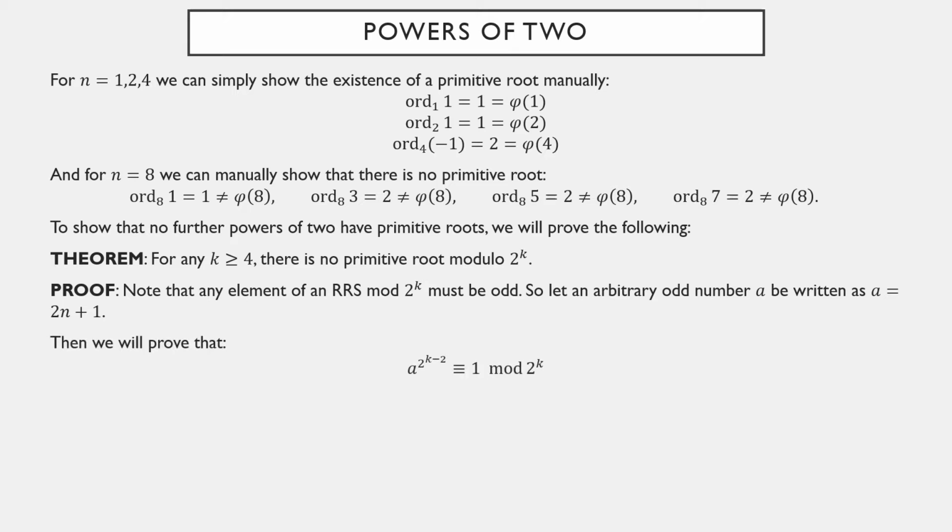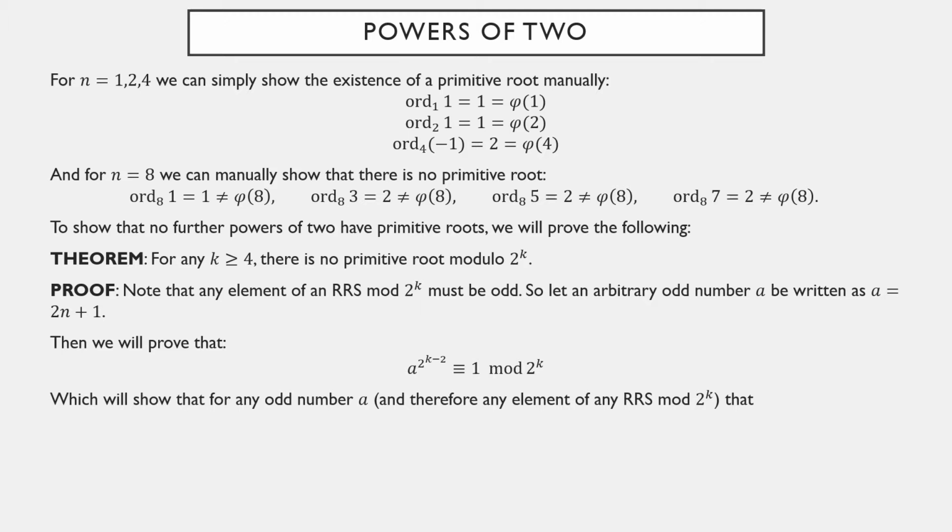We will prove that a to the 2 to the k minus 2 is equivalent to 1 modulo 2 to the k. That will show that any odd number, and therefore any element of a reduced residue system mod 2 to the k, has order modulo 2 to the k no larger than this power. Here is a power of a equivalent to 1 modulo this base, so the order modulo that base of a can't be any bigger than 2 to the k minus 2. But phi of 2 to the k is 2 to the k minus 1, which is bigger than this. So the order of any odd number is smaller than phi of the base. Therefore, there won't be any primitive roots modulo 2 to the k.